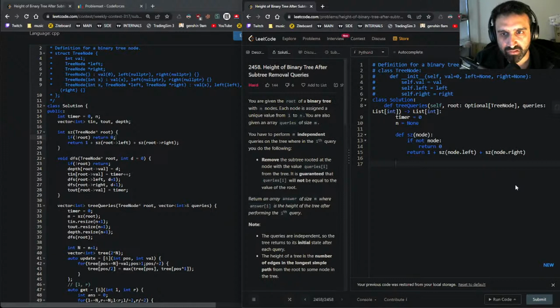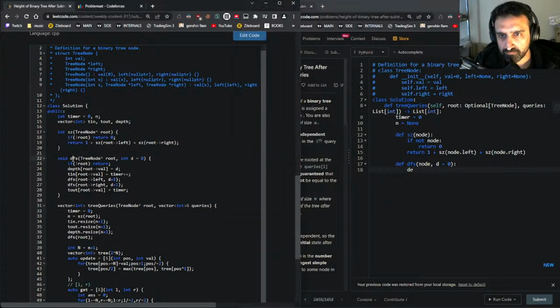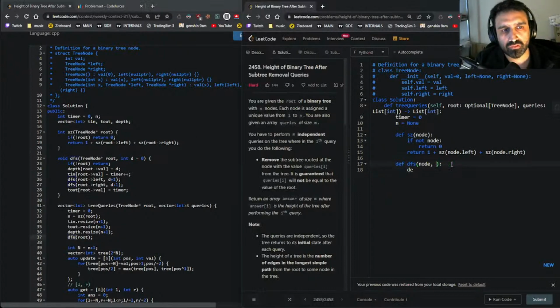DFS of tree node root, d equals 0. Why is this parameter less? Okay. Not node, return.